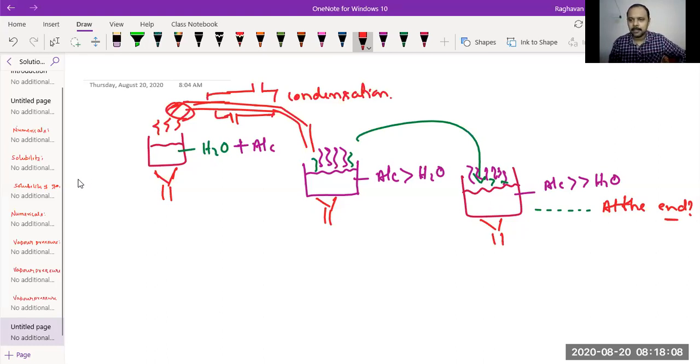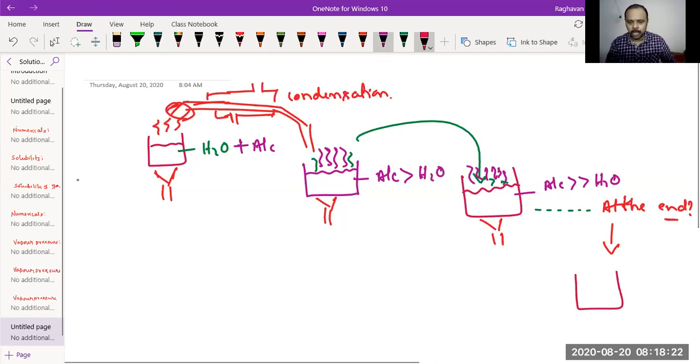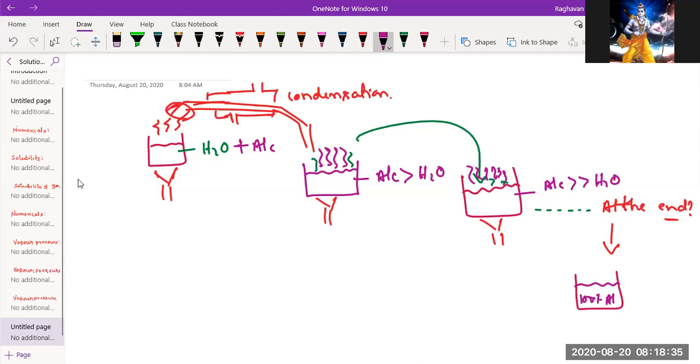Only alcohol. Correct. It is natural that we expect at the end we would remain with only alcohol. So only alcohol means 100% alcohol. 100% alcohol is called what? Ethanol. Absolute alcohol.